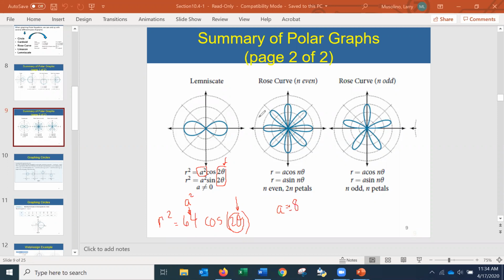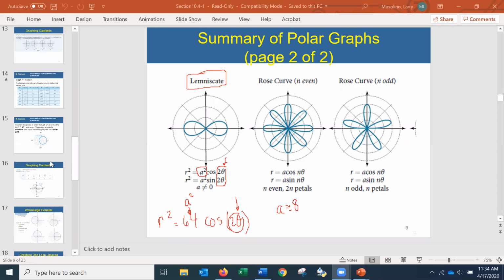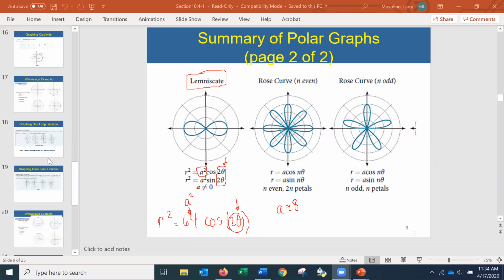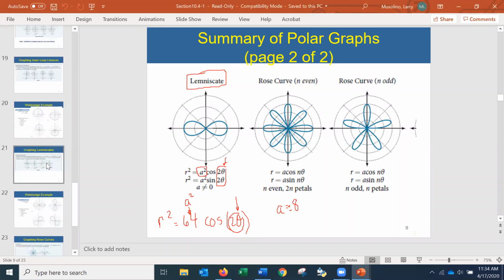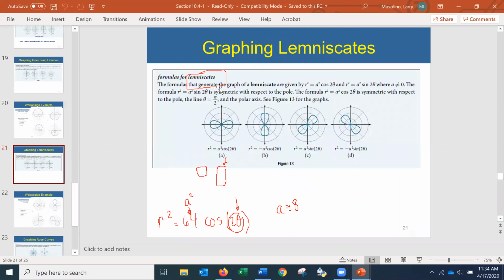All right, so I know the graph now. The graph is a lemniscate. Kind of looks like a figure 8, or you might say it looks like an infinity symbol. All right, so I'm not ready to answer the question yet, because I need to know the orientation for this figure 8. Is it horizontal? Is it vertical? So let me go to a supplementary slide for lemniscates. I'm going to scroll down. Looks like slide 21.